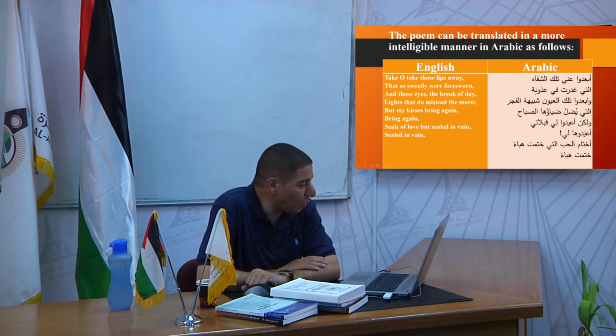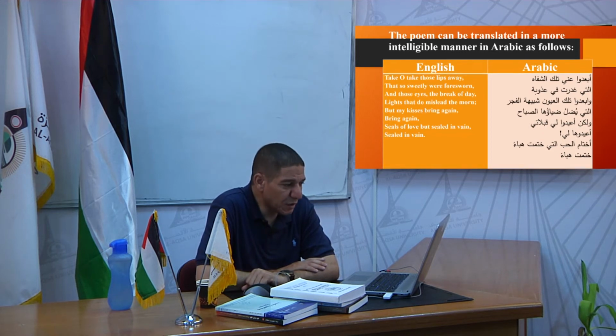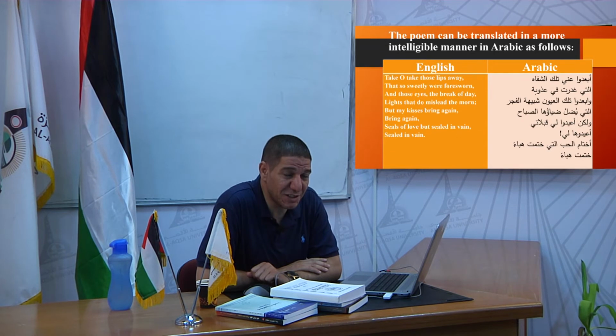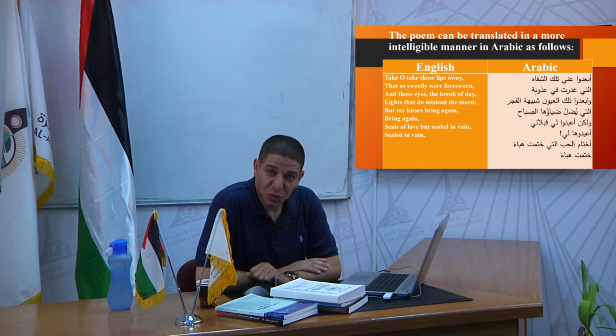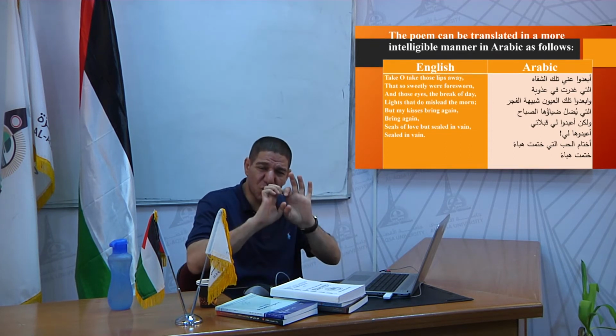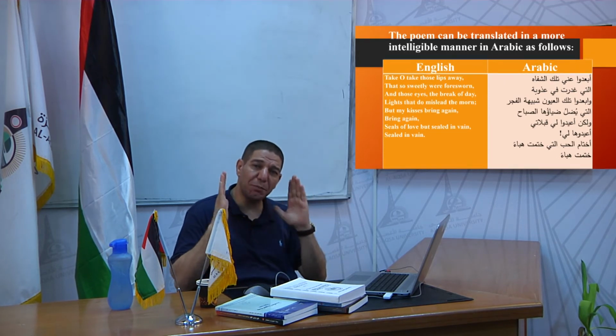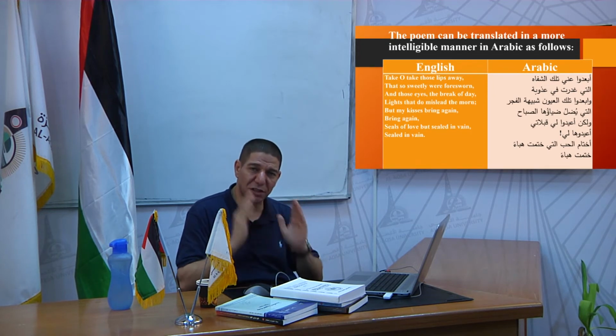So, the poem also can be translated in a more intelligible manner in Arabic as follows. أبعدوا عني تلك الشفاه التي غدرت في عذوبة. Instead of حنثت we have غدرت, and instead of بحلاوة, في عذوبة. وأبعدوا تلك العيون شبيهة الفجر. This is a translation strategy that is called translation by addition. You add certain words in order to strike the balance, to attain coherence in the target text, to make it stand stable in the target language, target culture.